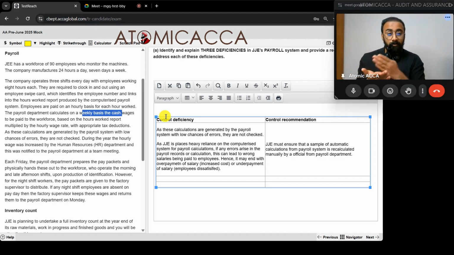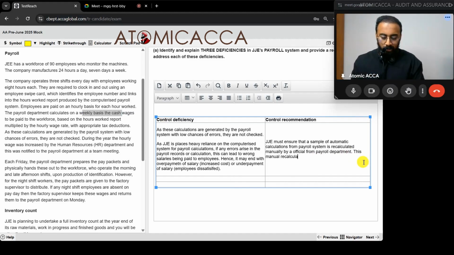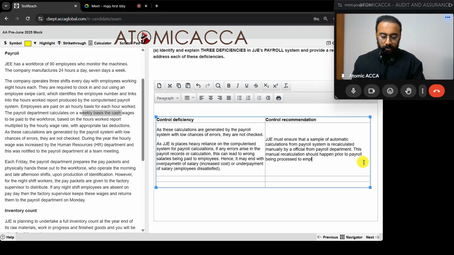For example, if weekly payments are made and only monthly recalculation happens at the month end, then it's pointless, because after the payments are made, either overpayment or underpayment happens, then you do the cross checking, then there's no point. So you can add the point over here. This manual recalculation should happen prior to payroll being processed to employees. Here we can stop.